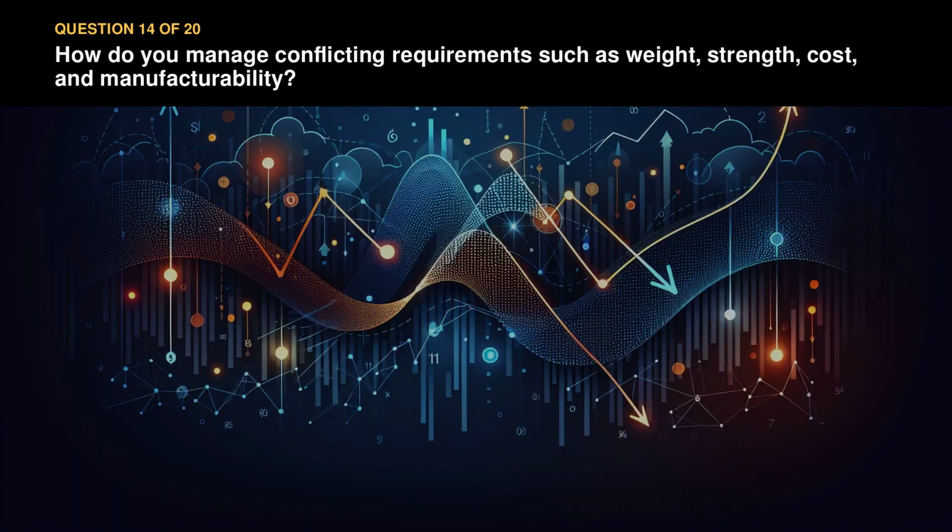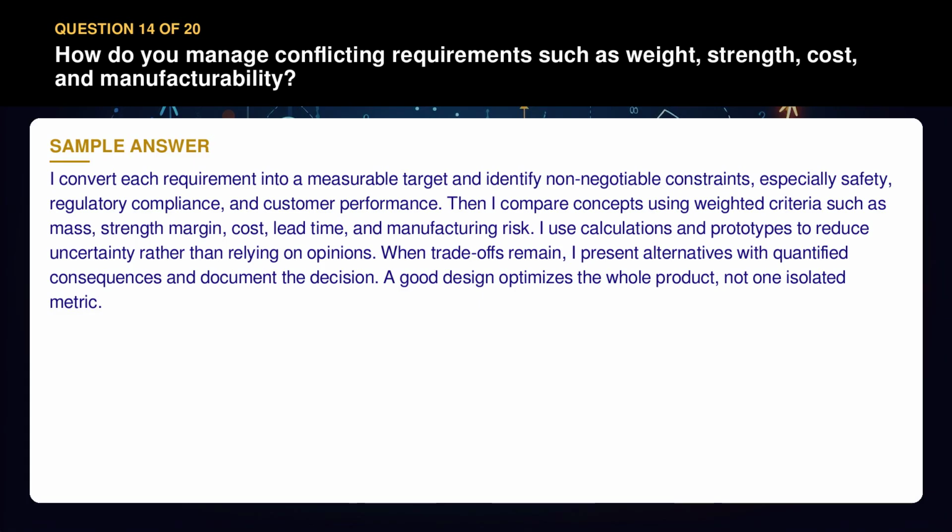Question 14. How do you manage conflicting requirements such as weight, strength, cost, and manufacturability? I convert each requirement into a measurable target and identify non-negotiable constraints, especially safety, regulatory compliance, and customer performance. Then I compare concepts using weighted criteria such as mass, strength margin, cost, lead time, and manufacturing risk.